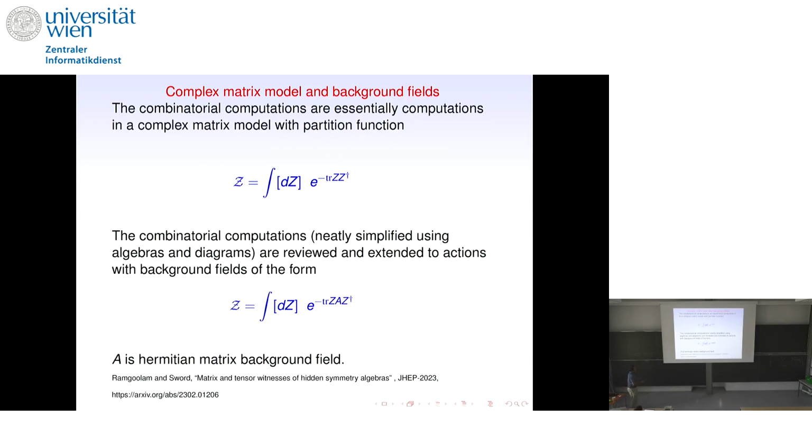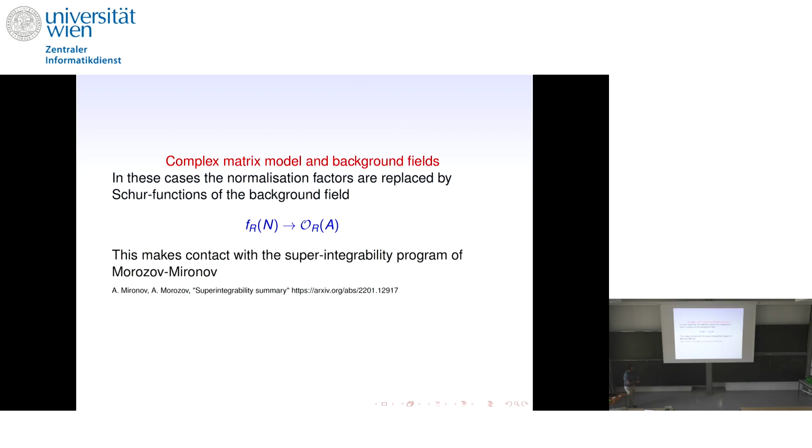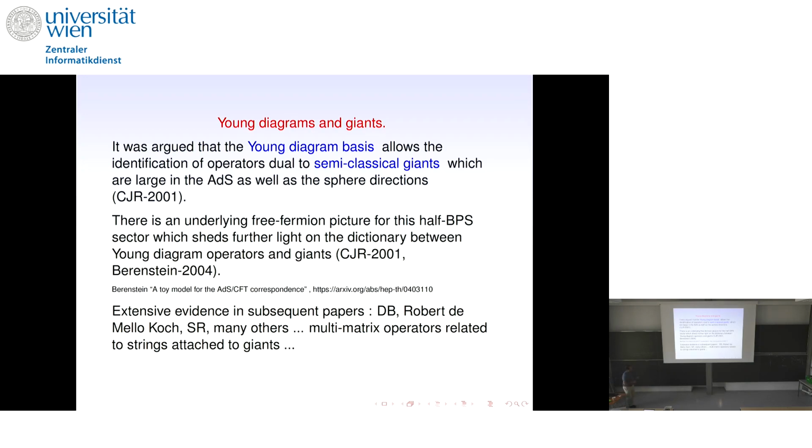So these calculations, although they are of physical interest in N=4 super Yang-Mills, are really calculations in a complex matrix model, and you can actually generalize these calculations by putting an arbitrary matrix coupling here. So A is a Hermitian matrix, and in a recent paper, we explained how these formulae generalize when you introduce that background matrix. This f of R, this normalization factor, gets itself replaced by a Schur polynomial operator, which depends on that background matrix. This makes contact with the superintegrability program of Mironov and Morozov.